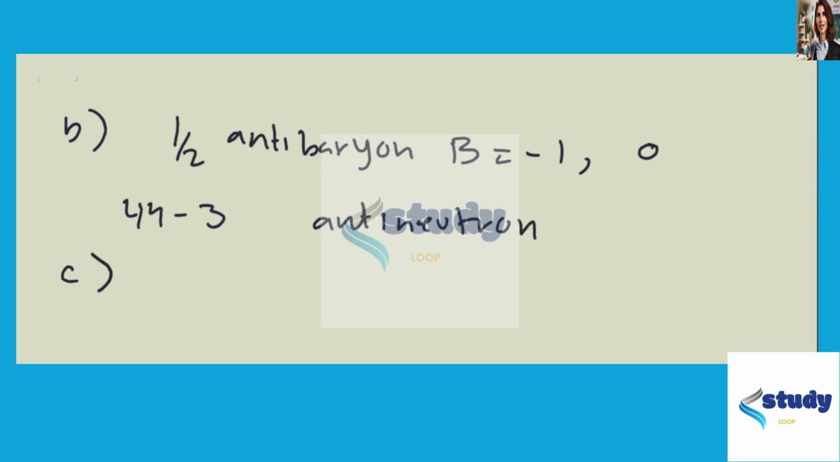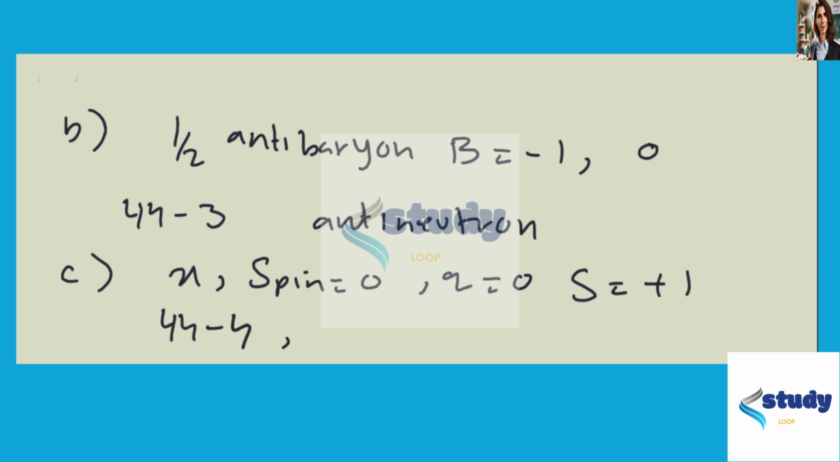Part C, here X is a spin 0, or spin 1 meson with the charge equal to 0 and strangeness equal to +1. Looking in table 44.4, it could be the K naught particle.